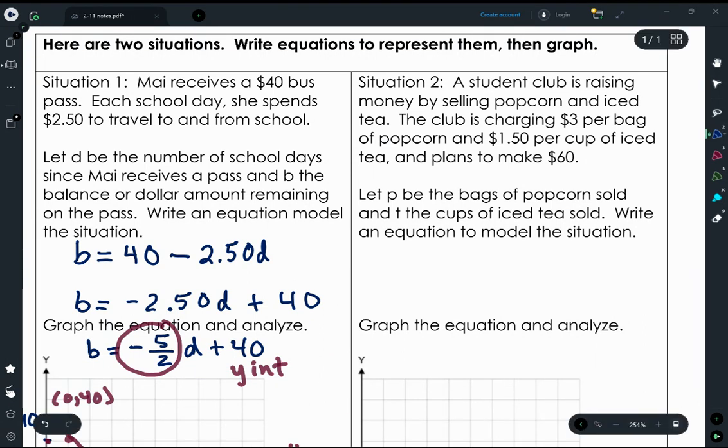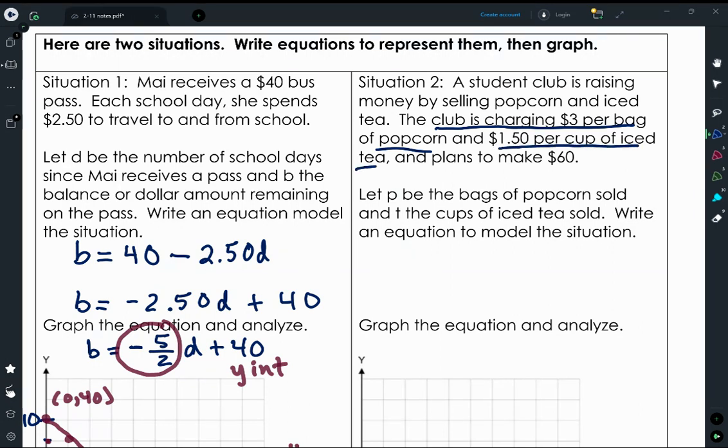So the second one says, situation 2, a student club is raising money by selling popcorn and iced tea. The club is charging $3 per bag of popcorn and $1.50 per cup of iced tea, and plans to make $60. So I think these problems are interesting because no club I know is like, we only want to make $60 exactly, right? They're always after making as much money as they can. So I think it's kind of funny. So we've got the club is making some money per bag of popcorn, and some money per cup of tea, and all together we want it to equal 60.